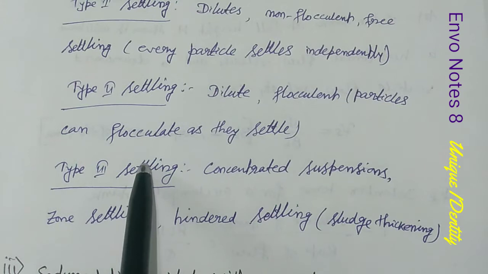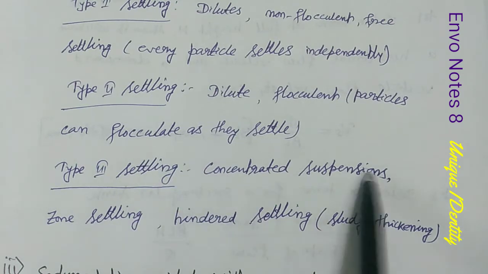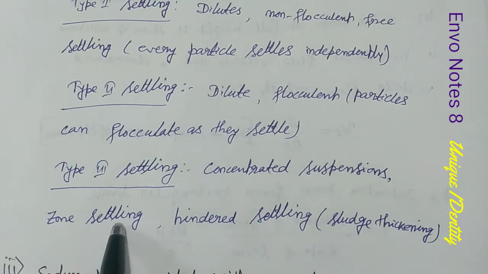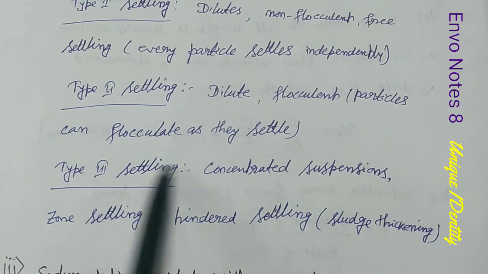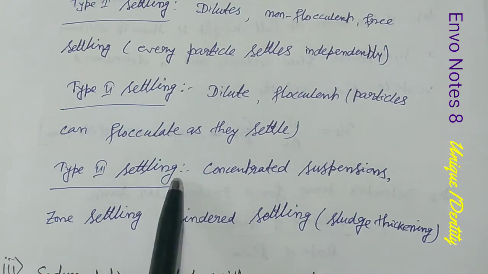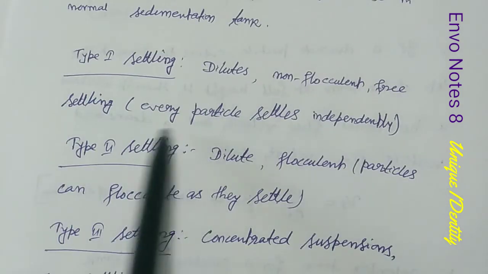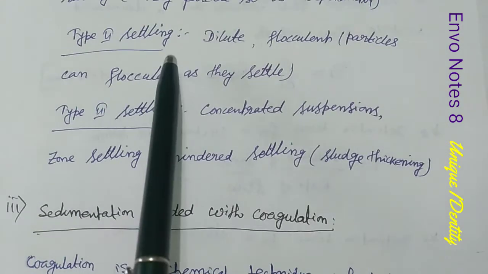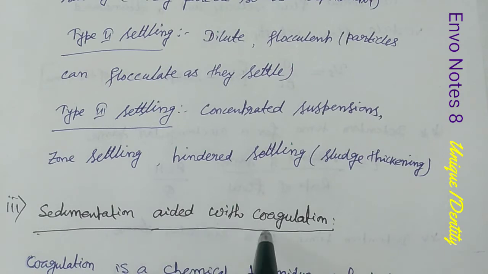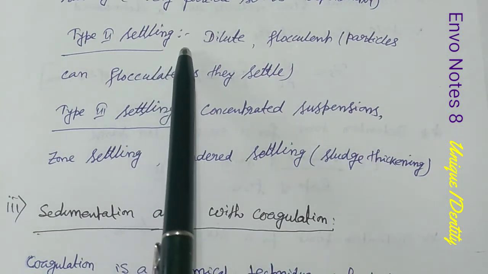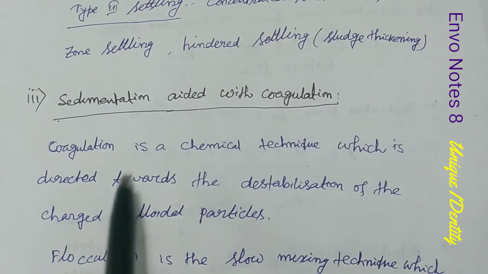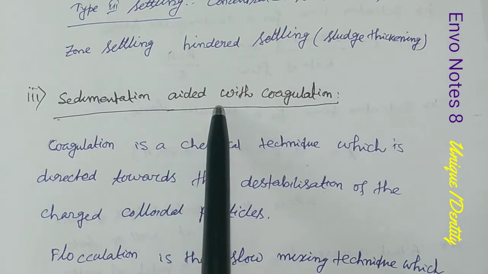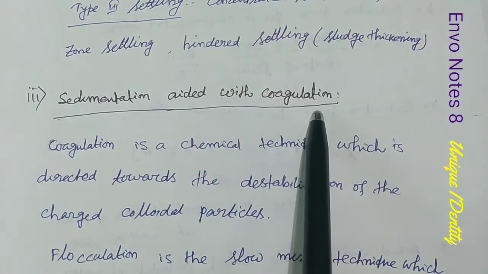Okay, type 3 settling will be concentrated suspension, zone settling, hindered settling, that means sludge thickening. Very little of this topic will be covered. Maximum you will cover type 1 settling and type 2 settling. And as I told, sedimentation added with coagulation will be type 2 settling. So next is sedimentation added with coagulation.